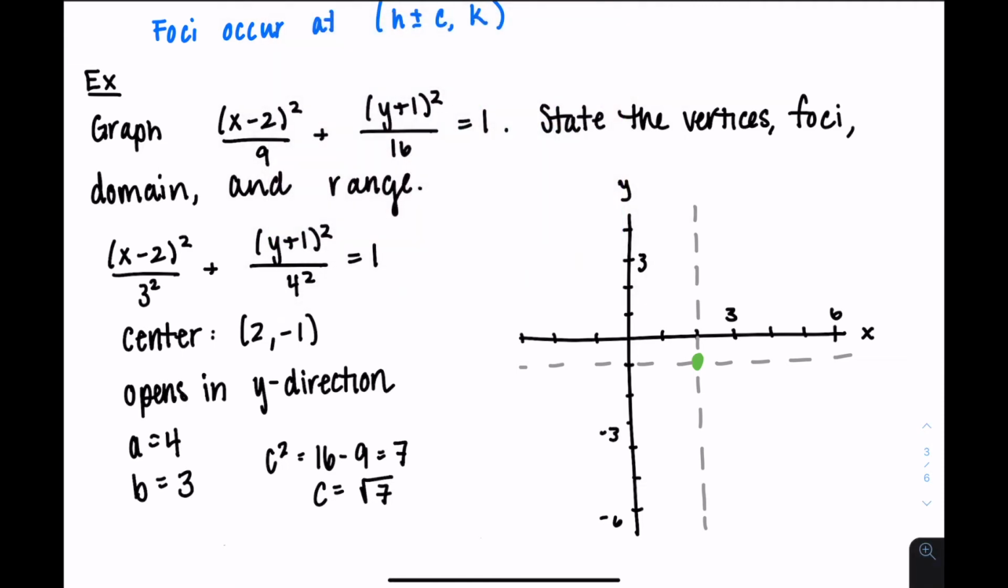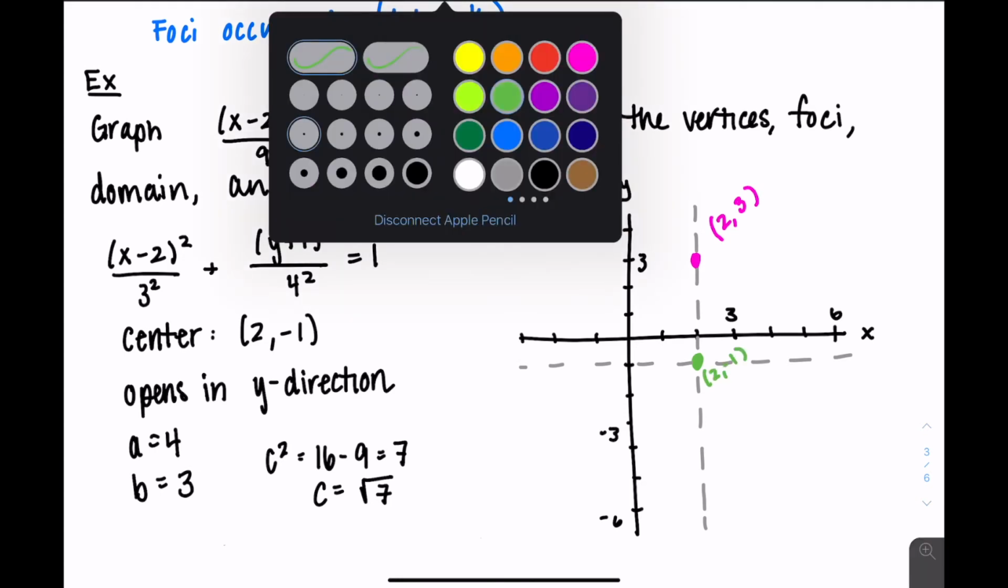So to find my vertices, starting at that center, I'm going to go up and down a distance of 4. So this would be 1, 2, 3, 4. And that's going to land me right here. So this first vertex is going to be at 2, because I didn't change the x, but I added 4 in the y coordinate to get to 3. So you can even put in that this is 2, -1 here to help you out.